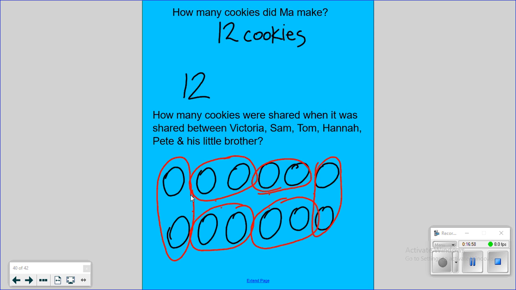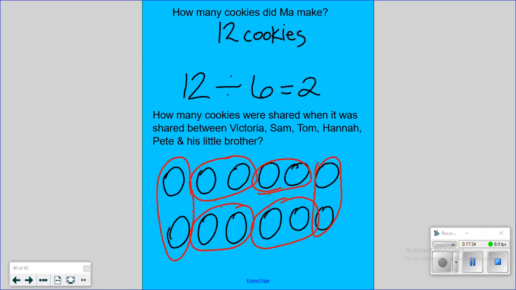Alright, what is the symbol, the math symbol to put something into groups? Show me. Division, so divided by. How many groups was I putting it into this time? Lincoln? 6, very good. And that meant that how many cookies did each friend get? Victor? 2. 2 cookies each.